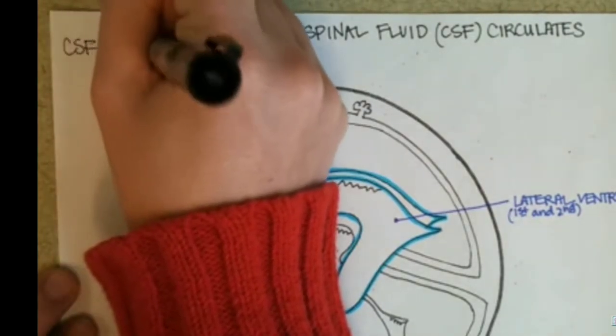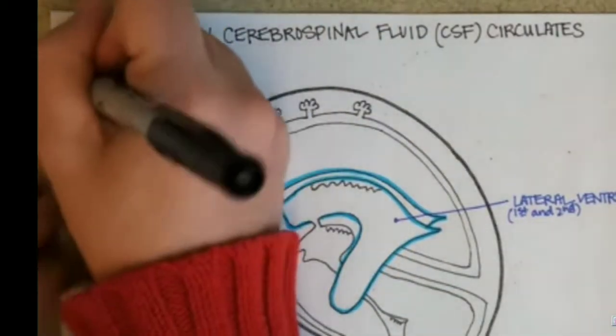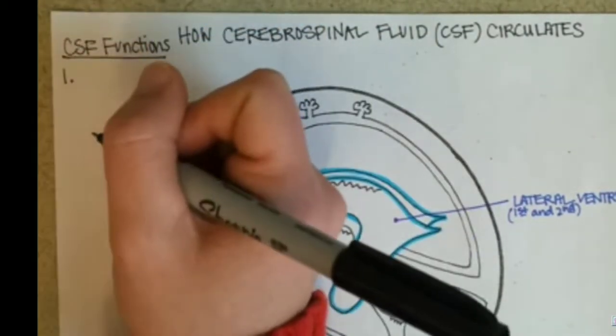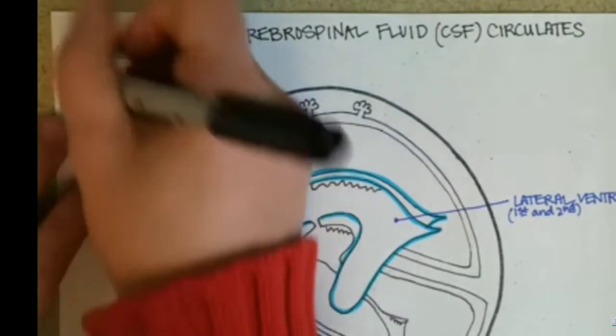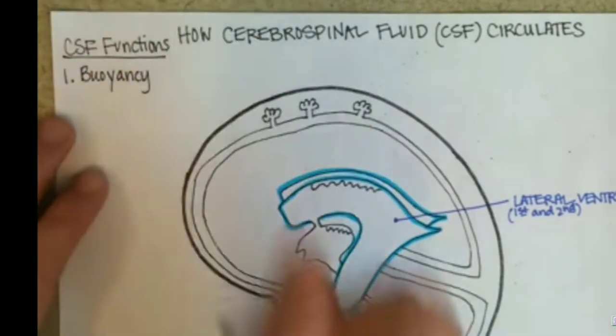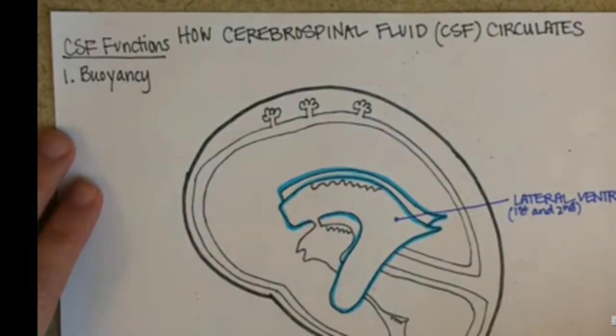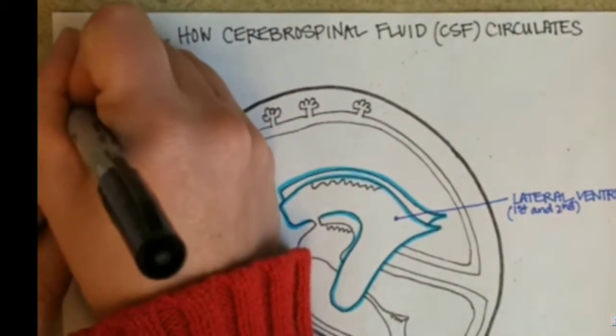Tell you right off the bat, we don't know all the functions of CSF, but we do know a couple of things for sure. Number one, it gives the brain buoyancy. The brain tissue, the neurons that make it up, is so fragile that without cerebrospinal fluid, it would crush under its own weight like a beached whale. So that's one important job.